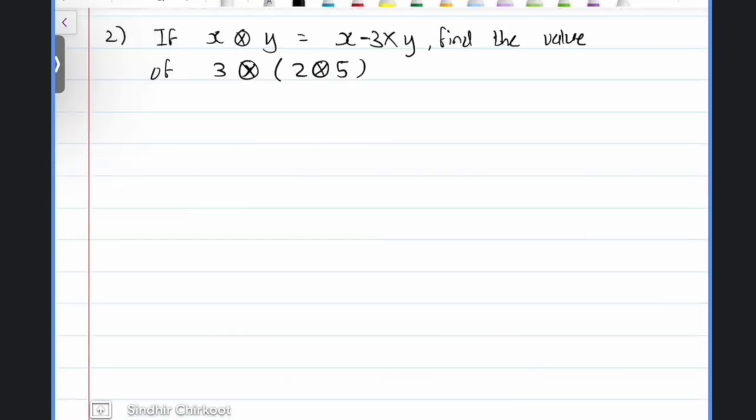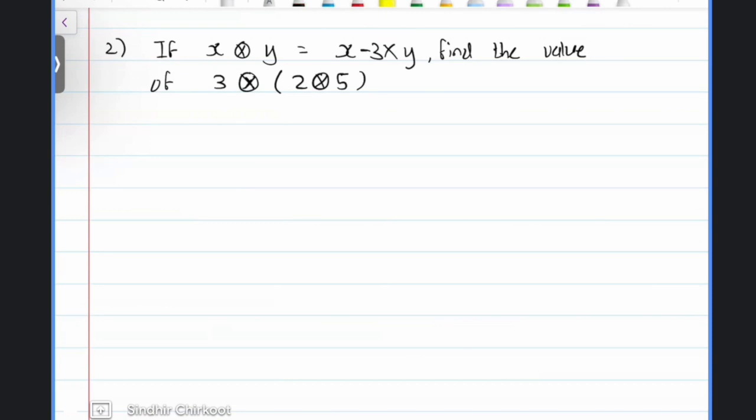Right, let's go into our second one. All right, so our second one is x, and it's not times, guys. This is x with this operation or this function y. So it's x with that function y or x with that operation y.